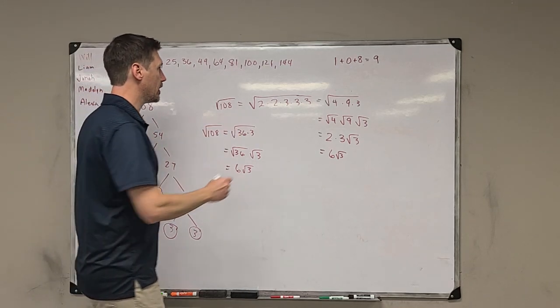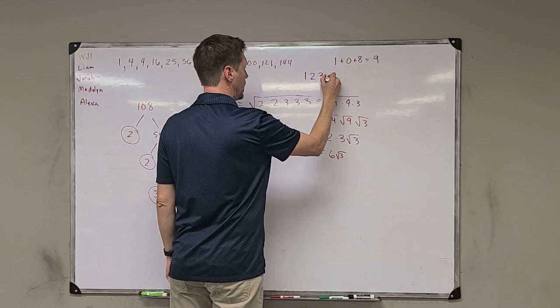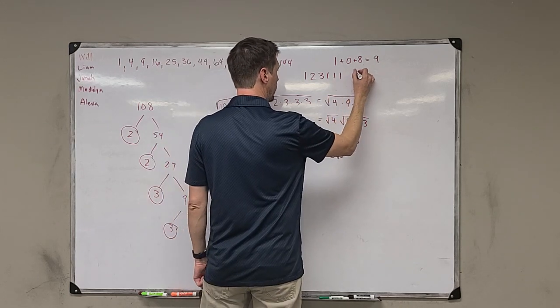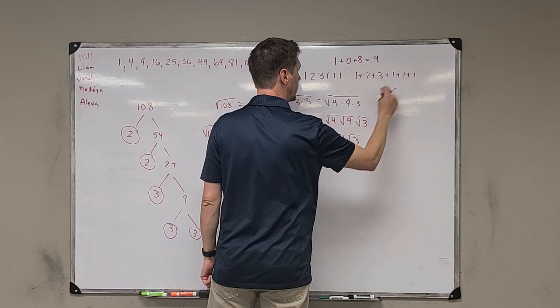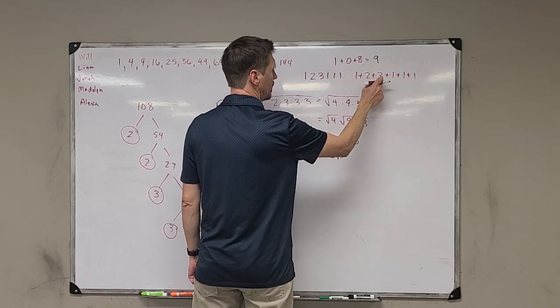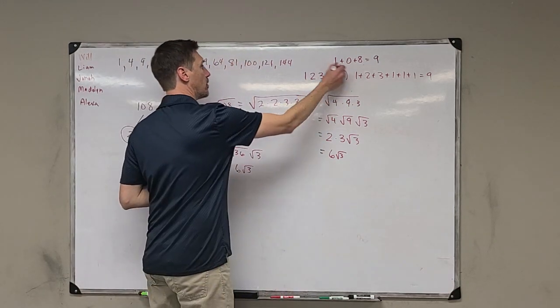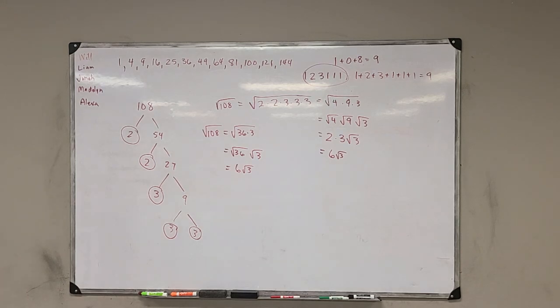So if I had a number like 1, 2, 3, 1, 1, 1, I know that 1 plus 2 plus 3 plus 1 plus 1 plus 1 is 3, 6, 9, and I know 9 is divisible by 3, then I know this number is divisible by 3. So I don't know what it would be, but I know I can punch that in my calculator and it would be divisible by 3.